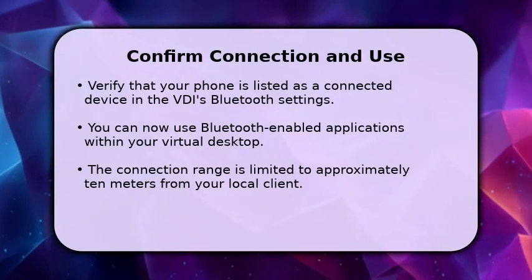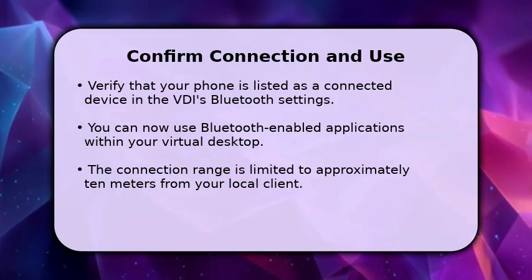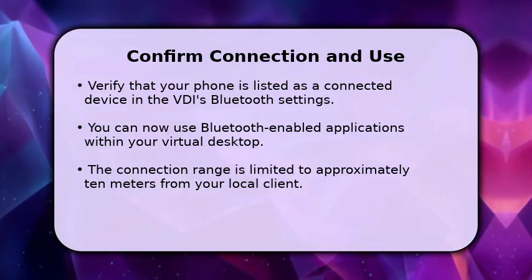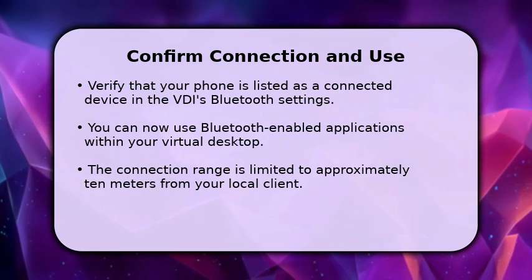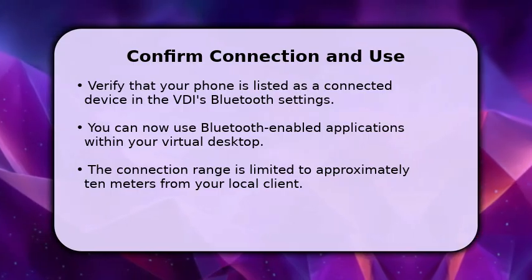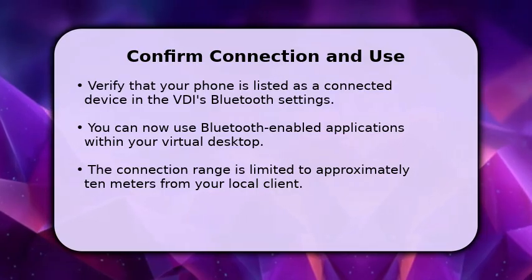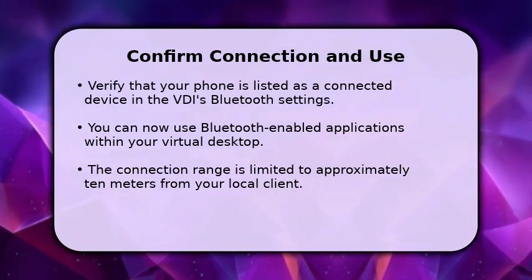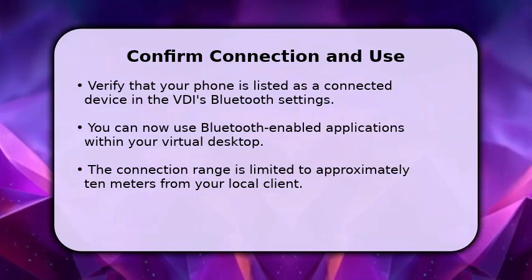Finally, confirm your connection. In your Swift VDI's Bluetooth settings, your phone should now be listed as a successfully paired and connected device. You can now utilize Bluetooth-enabled applications and features directly from your virtual desktop. Remember, the effective range for this connection is limited by your local computer's Bluetooth adapter, typically around 10 meters or 33 feet. Enjoy seamless phone integration with your Swift VDI.